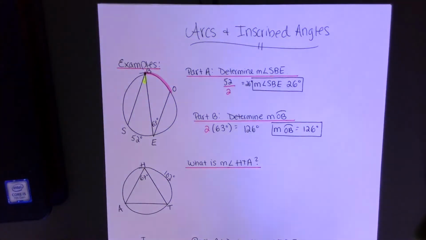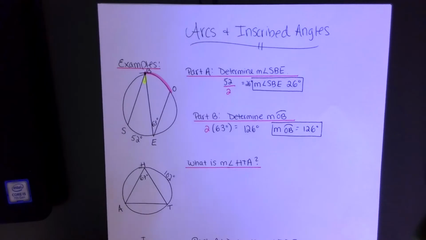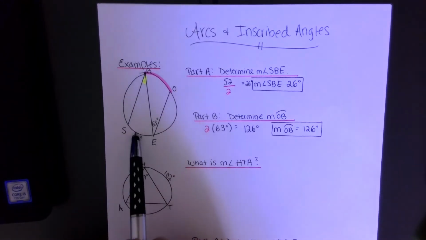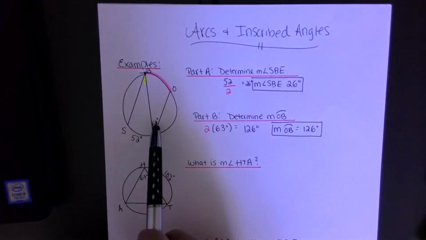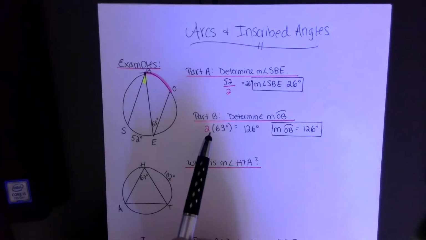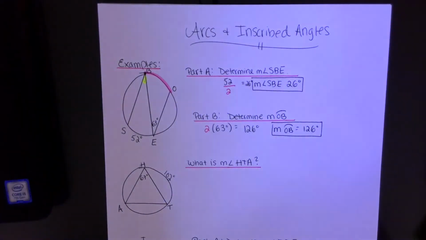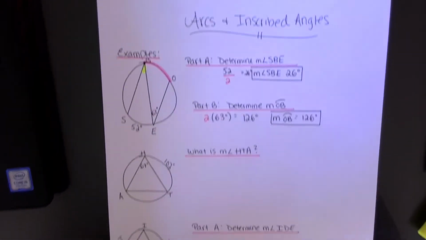Okay, just remember that the inscribed angle is half of the arc. So that means if you have the angle and want to get the arc, you're just going to multiply by 2. Okay, so let's move on to the next example.